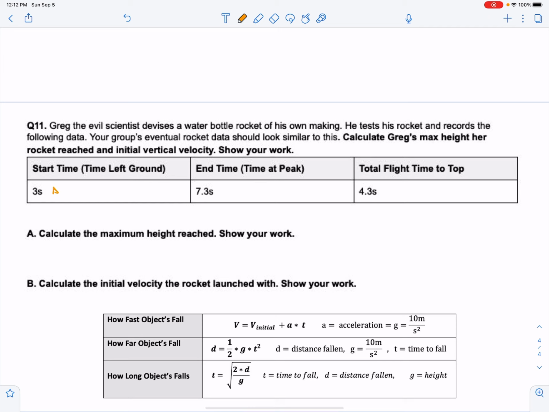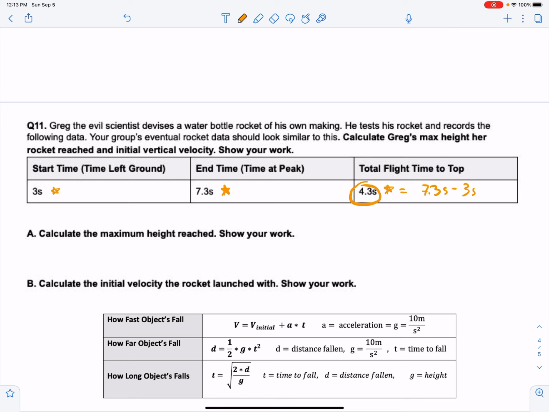All right, so step 1, let's just see what we have here so far. Our start time, this is the time that it left the ground. The time at the peak, we got both these from our cell phone video. And then finally, our total time is just equal to the end time minus the start time. Okay, so that's how we got that.